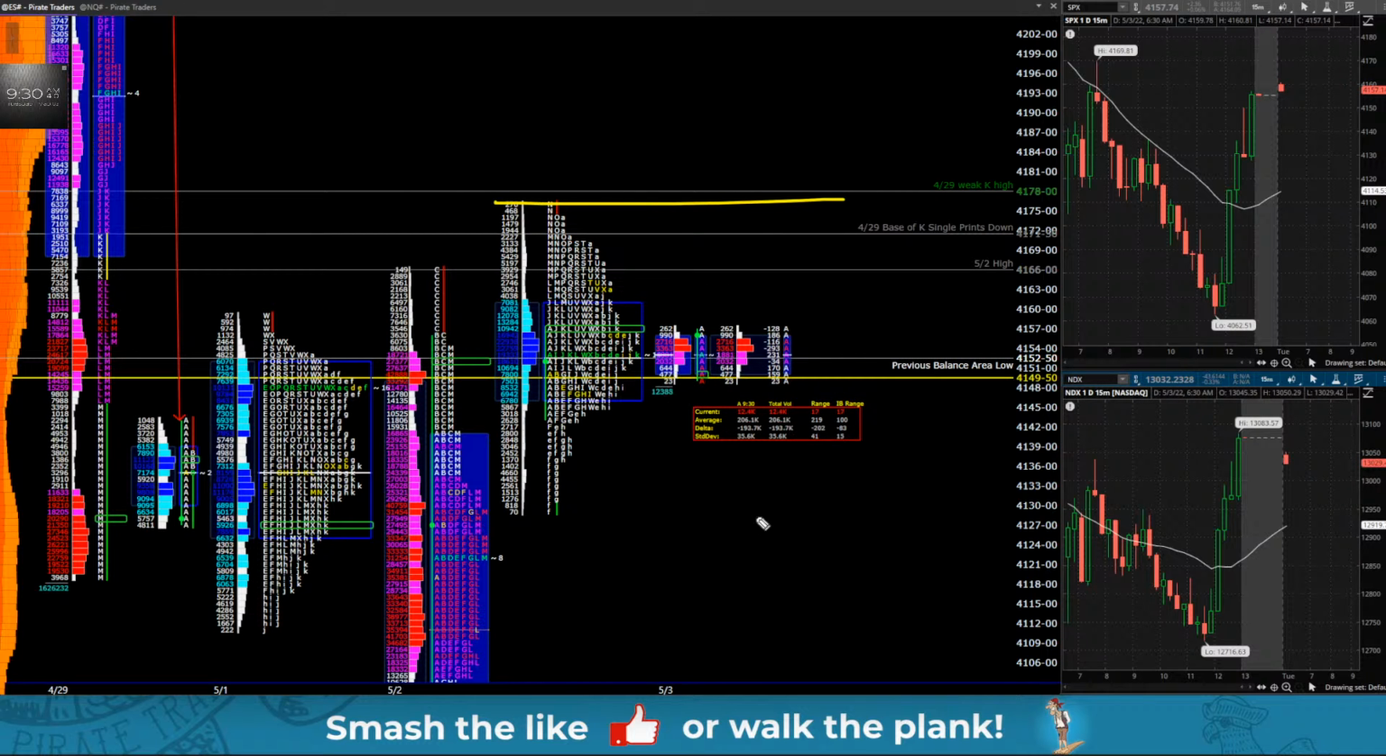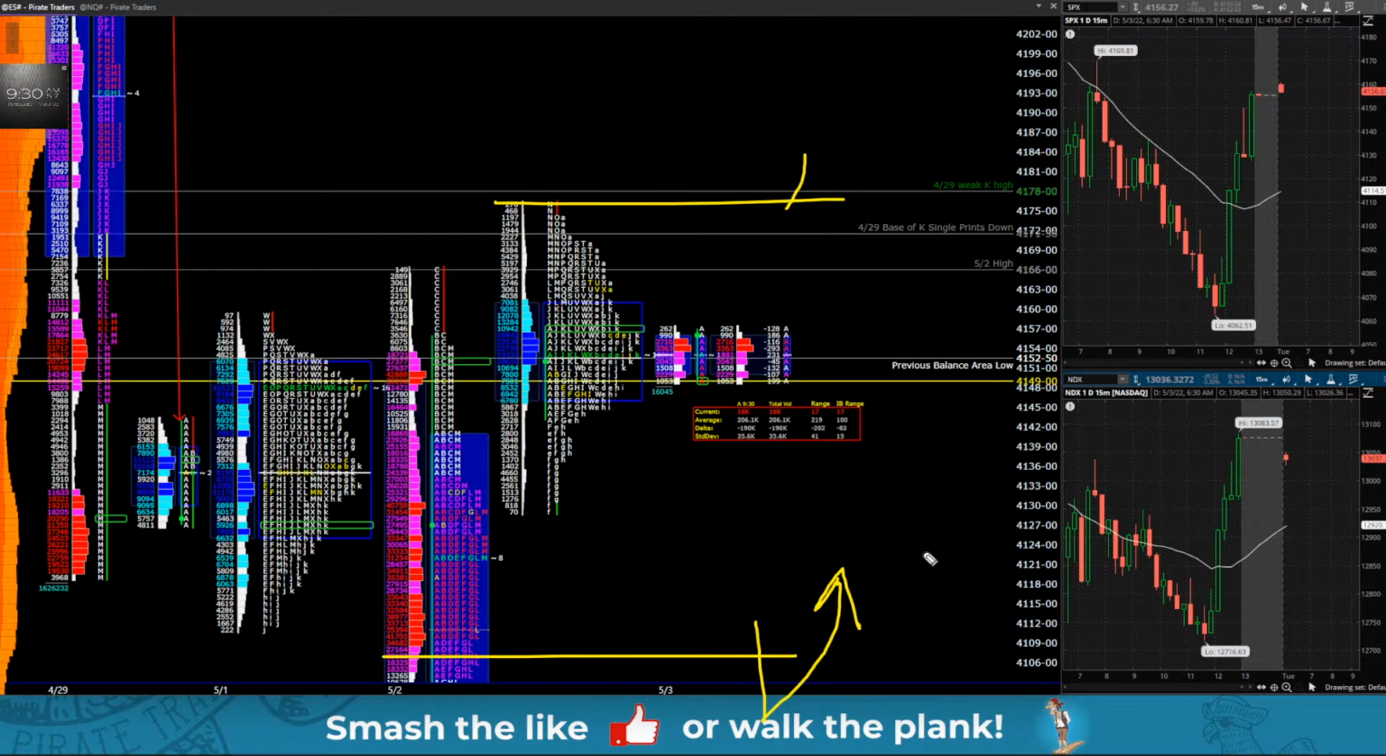Keeping an eye on that overnight high and that node of support down there at 4109, and looking to see how the market reacts to that. If it can't get above or below, or it just dips above or below and pulls back in, I will assume we're going to keep grinding around inside this range.